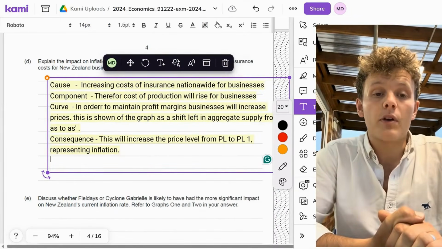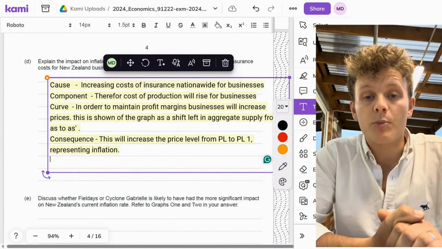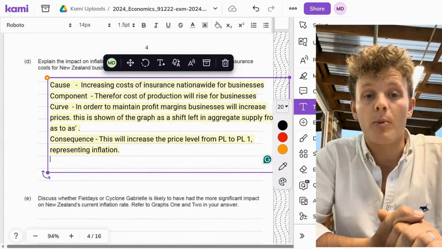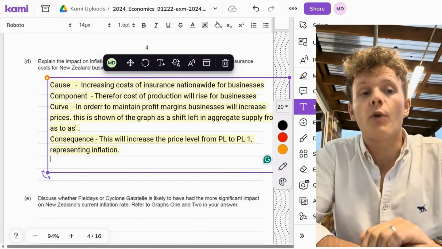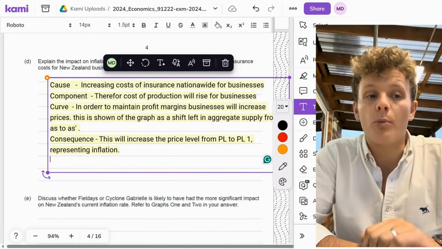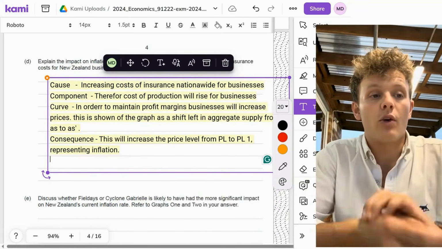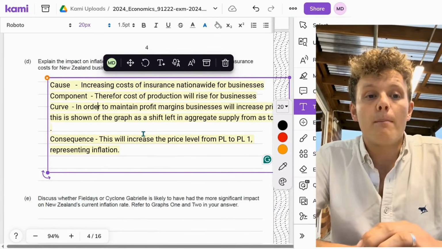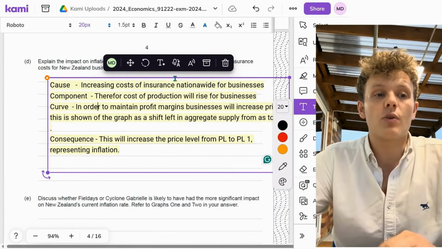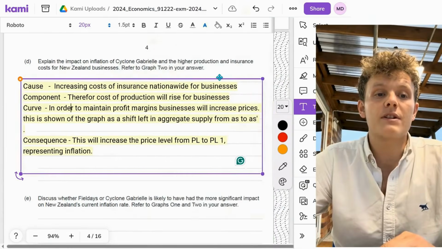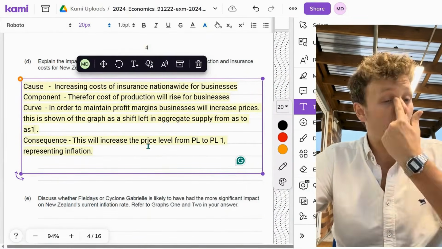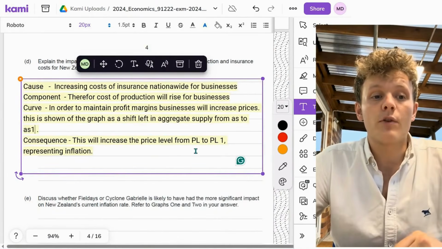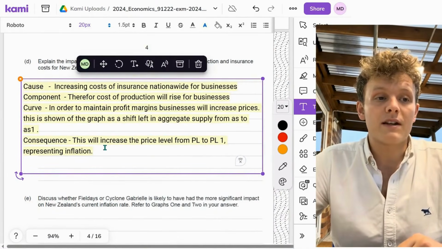So straight from the context, business insurance is going up. Price component, therefore cost of production will rise for businesses. Curve, in order, with one R, to maintain profit, businesses will increase price. This is shown on the graph as a shift left in aggregate supply from AS to AS1. Consequence, this will increase the price level from PL to PL1, representing inflation.